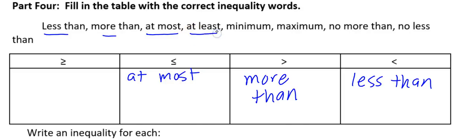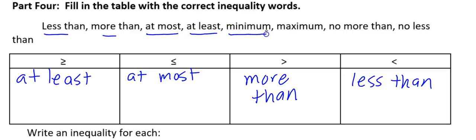At least, on the other hand, let's say I'm buying a gift and I need at least $20 for the gift. If I need at least $20, that means I could have $20, $25, $30, $100. So for at least, that would be greater than or equal to, because it's greater than, more, or equal to the $20 that I need for the gift.